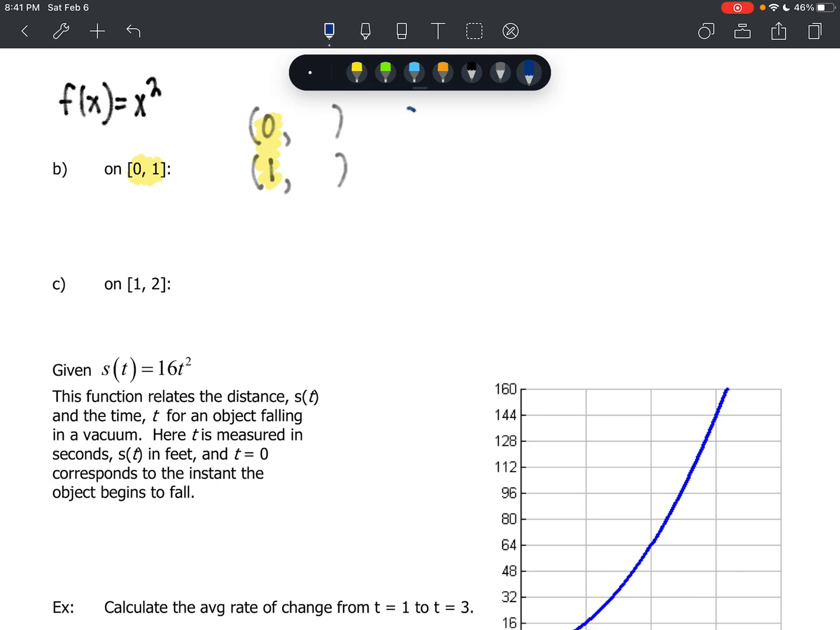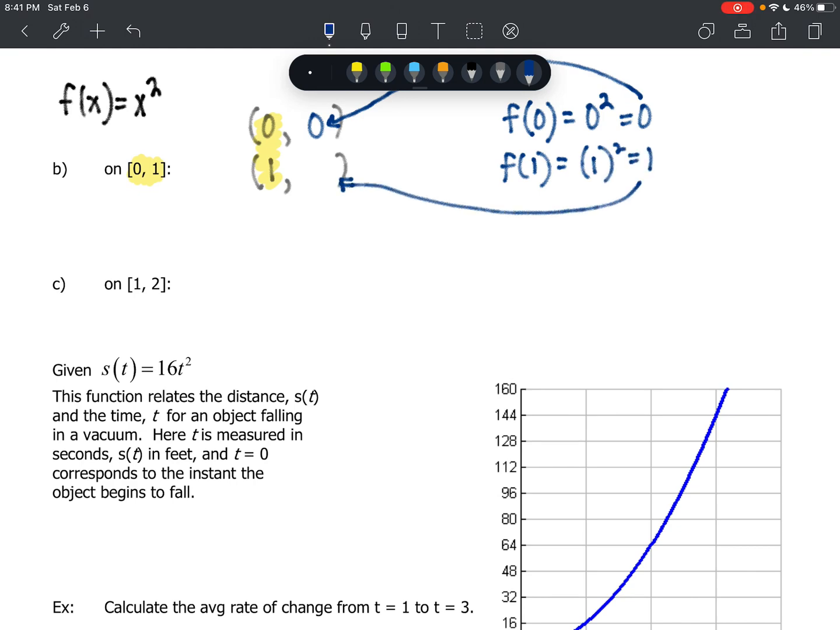Now I have to figure out what f of 0 is. I'm going to come over here to the side. f of 0 is equal to 0 squared, which is 0. So this value goes right there. Okay. f of 1 is 1 squared, which is 1. That value is going to go right there.